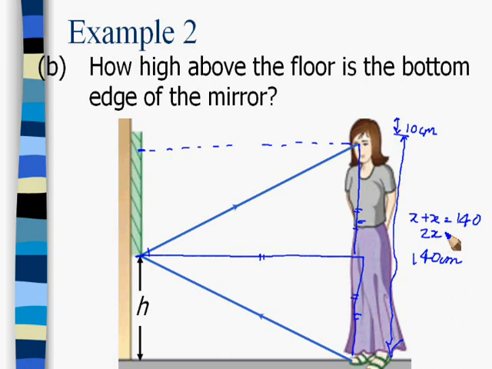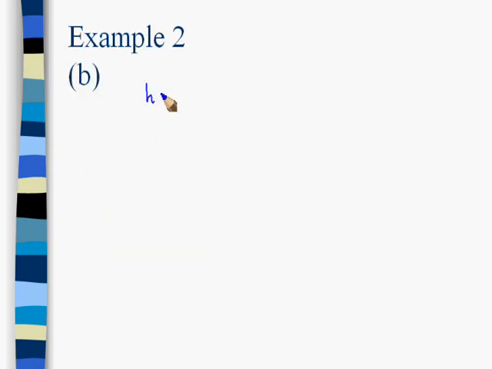So 2x is equal to 140 centimeters and x is equal to 140 by 2, that is 70 centimeters. So we can say that this h distance is equal to 70 centimeters, and the answer is that the height of the bottom edge of the mirror is 70 centimeters.